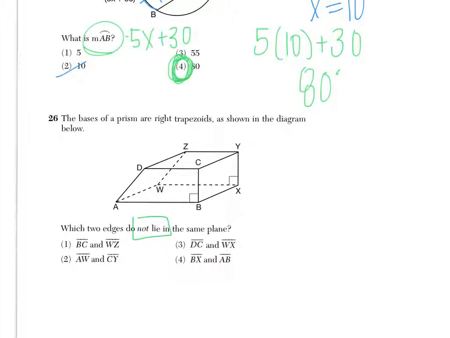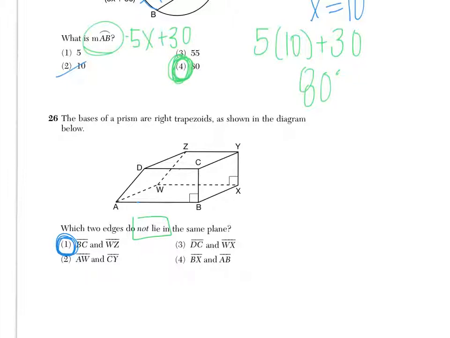So it says BC and WZ. So BC is on this plane right here. WZ is on this backwards plane here. And they are clearly not on the same plane, so I'm guessing our choice is going to be 1. But I want to go through the other ones to show you why they are not true. Or rather are true but not our answer.